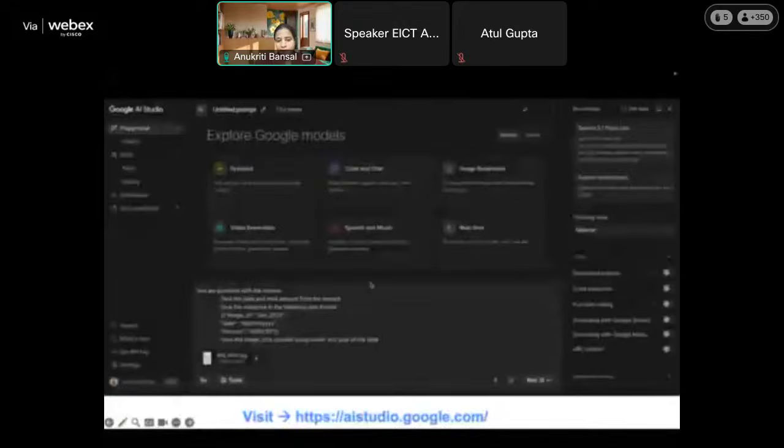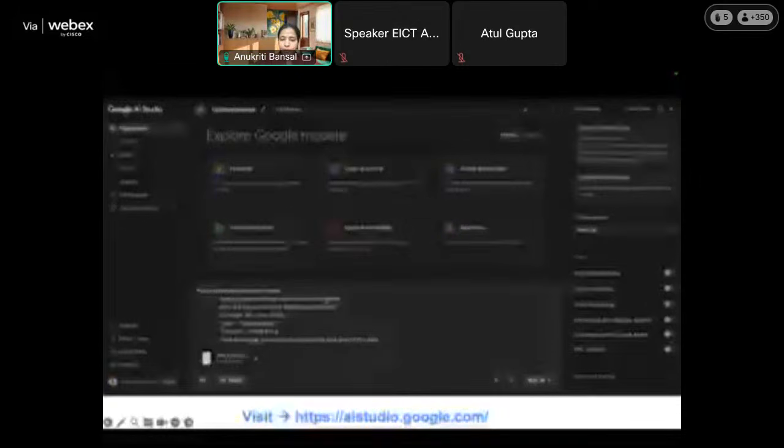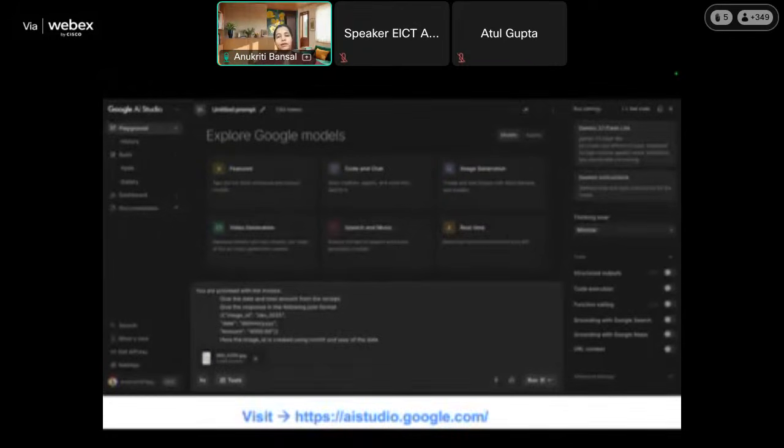So here you can test your prompt. I have given one invoice image, and I have given the prompt in a few-shot, one-shot manner. I've given one example. I have just said that you are provided with the invoice, give the date and total amount from the receipt. Give the response in the following JSON format. I have created a JSON format because then it is easier for me to save it in an Excel file.